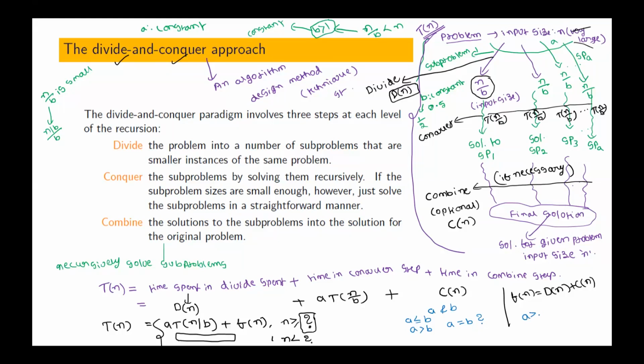First of all, what can you say about the value of a? Whether it will be greater than or equal to 1 or not? What is a actually? Number of subproblems. The number of subproblems we are solving. Either we need to solve one subproblem or two or three subproblems. Definitely not 0 subproblems, no? The number of subproblems we will be solving is at least one. Okay.